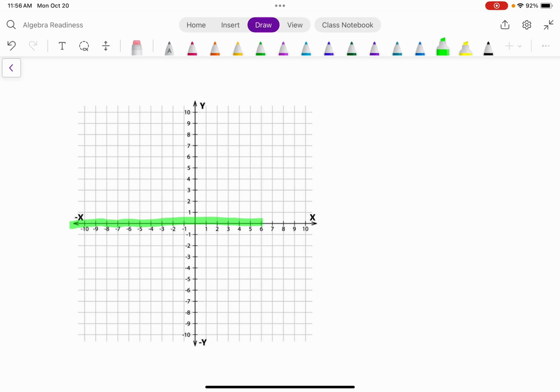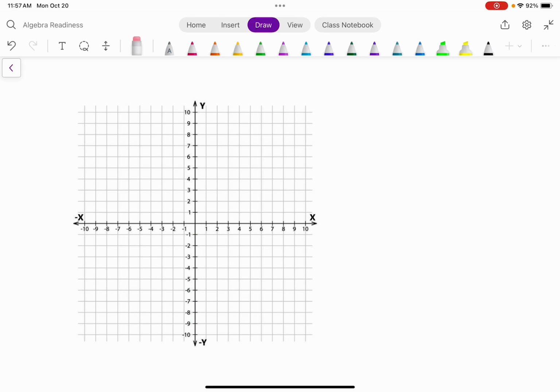So here's my x-axis. I'm going positive to the right, and to the left I have negative values. My y-axis is my vertical axis, so that's going up and down, right? As I go up, those are my positive y values. As I go down, those are my negative y values.